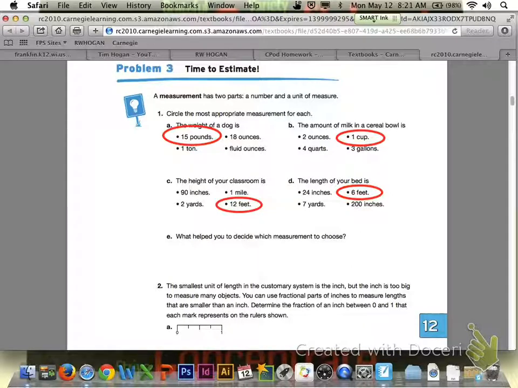If we look at the weight of a dog, the appropriate measure would be 15 pounds. The amount of milk in a cereal bowl for letter B would be 1 cup. Letter C, the height of your classroom would be 12 feet. And for letter D, the length of your bed would be 6 feet. For letter E, hopefully you referred back to the talking drawings activity that you did and thought about some of the benchmarks that represented each of the different measures for length, weight, and capacity.